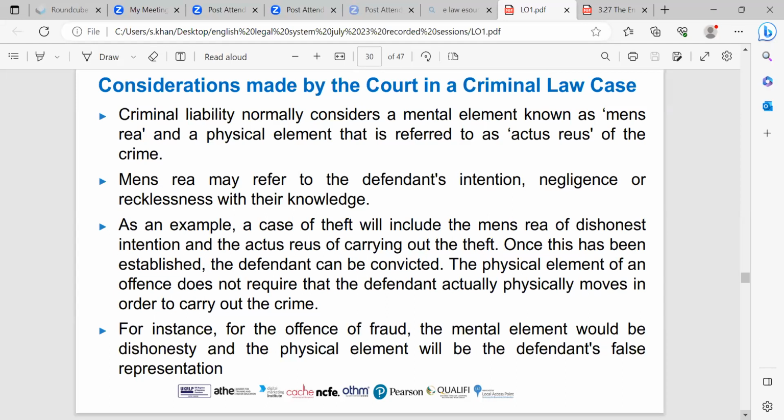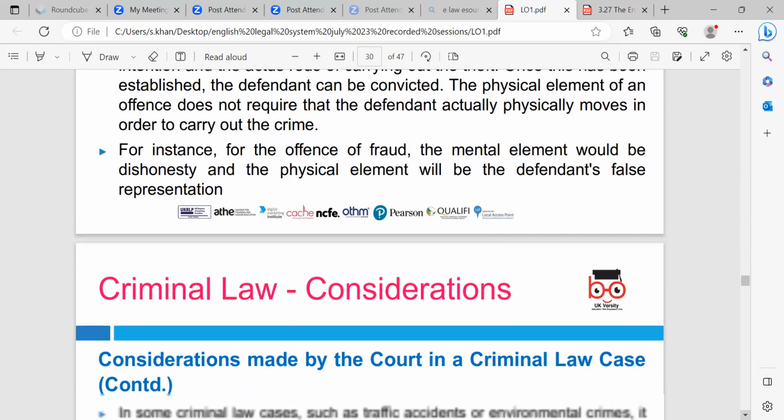The physical element of the offence does not require the defendant to actually physically move in order to carry out the crime. For instance, for the offence of fraud, the mental element would be dishonesty and the physical element would be the defendant's false representation.